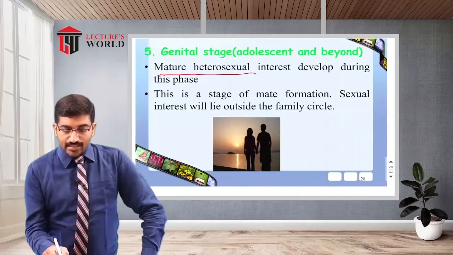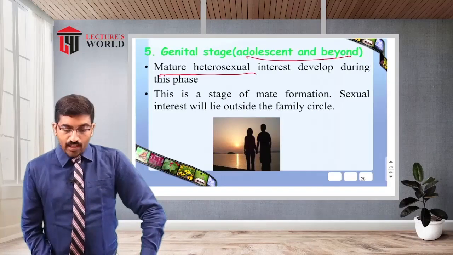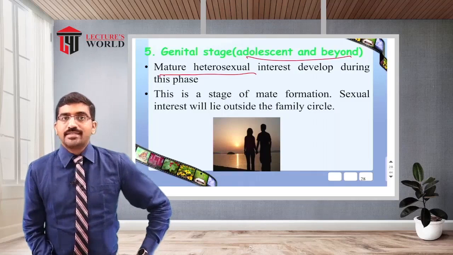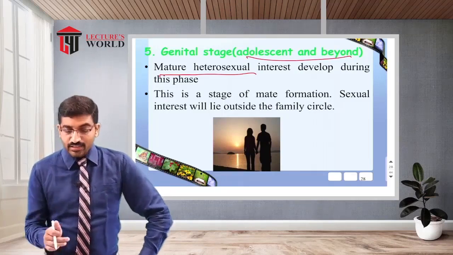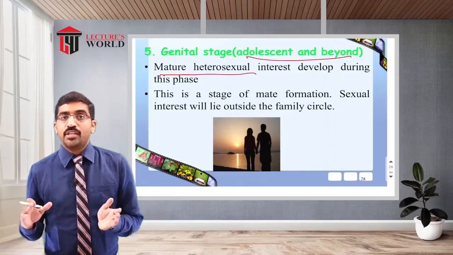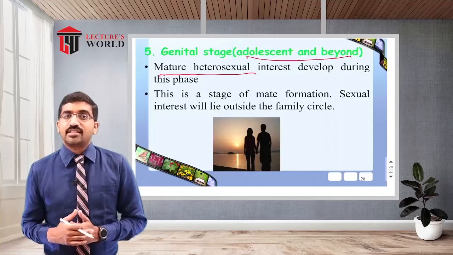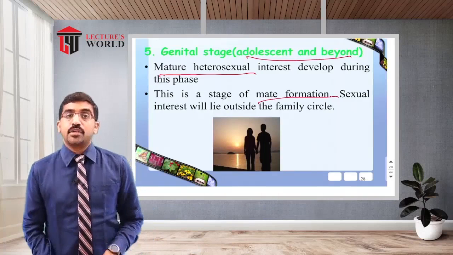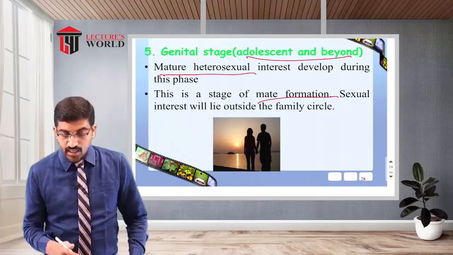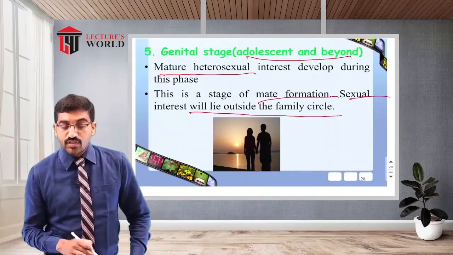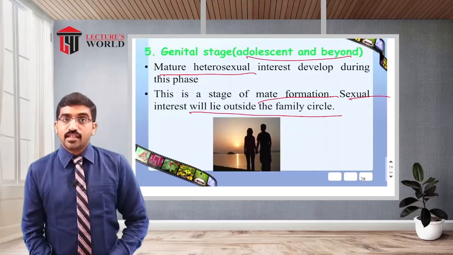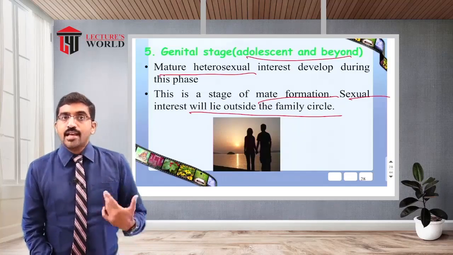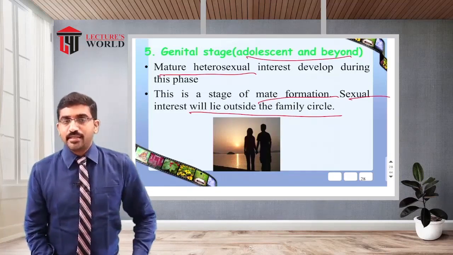Like the genital stage, what happened beyond it? Here it is a mature heterosexual interest. Heterosexual means opposite sexual interest will develop again, because after adolescence you will go into adulthood. Then you will start thinking about your marriage, your mate formation. I should find my mate. Your sexual interest will be outside your family. You will think more about yourself, and you will marry somebody, and you will have good sexual contact. All those things come under the genital stage.